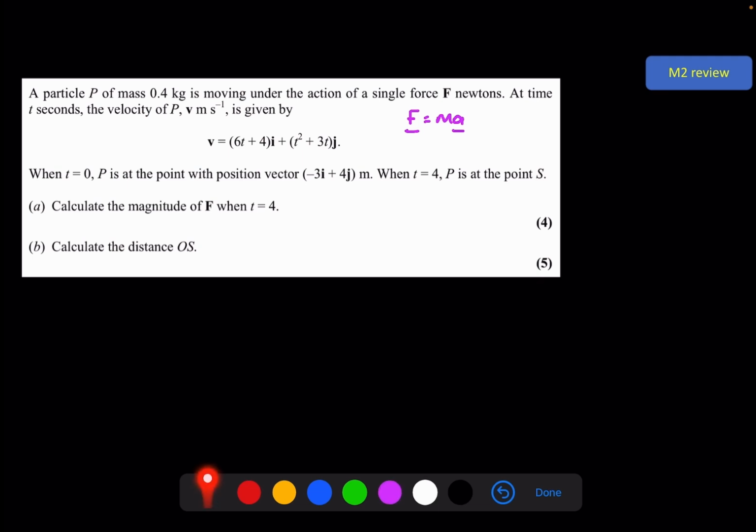When t equals 0, P is at the point with position vector this. That sounds suspiciously like a boundary condition. When t equals 4, P is at the point S. Part A, calculate the magnitude of F when t equals 4. Okay, as I said up here, to do that we're really focused on a initially, and then we'll just use the mass to change a into F with this formula here.